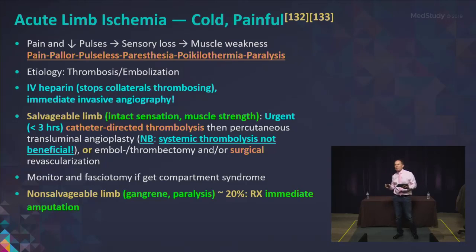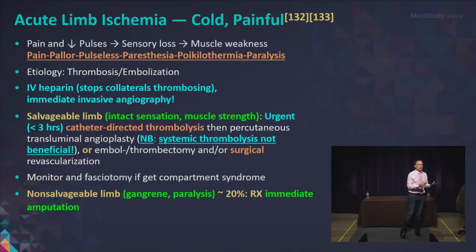Now, acute limb ischemia. This is kind of like the STEMI of the limbs. This is complete occlusion, pain, reduction of pulses, sensory loss, muscle weakness. And this, just like a STEMI, is a medical emergency. You've got to get them on IV heparin immediately, and then you have to immediately send them to the cath lab. But this time it's for invasive angiography of the arteries of their leg or their arm. And then fix it, because this is an emergency.